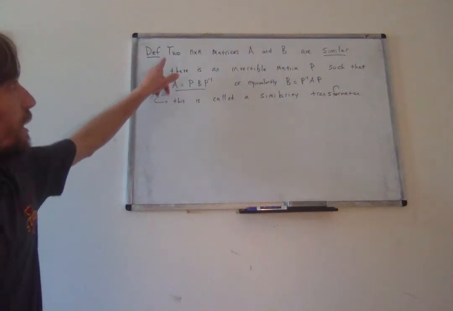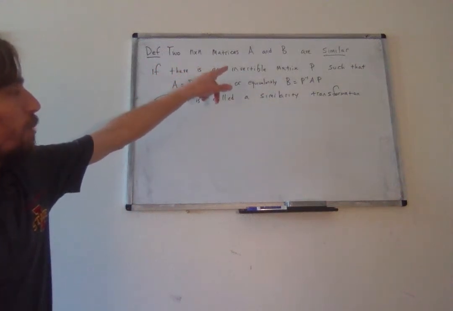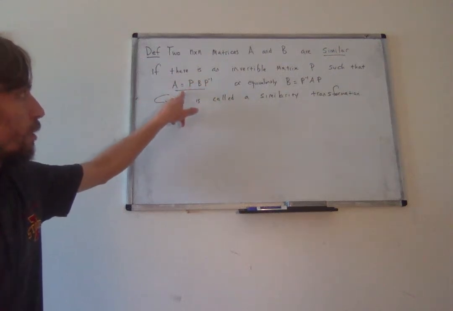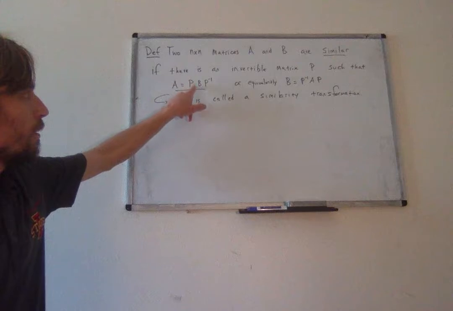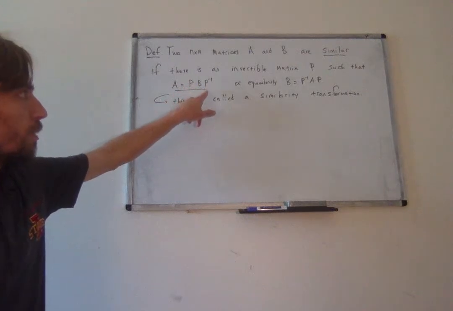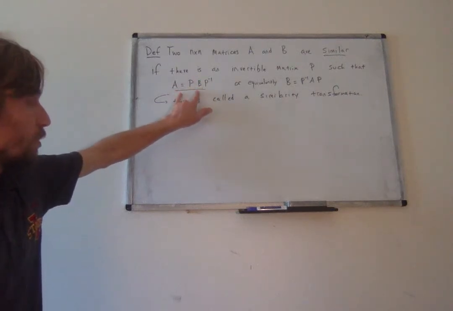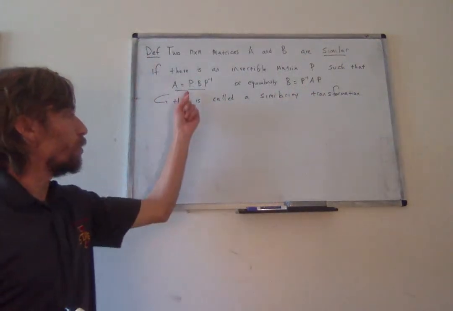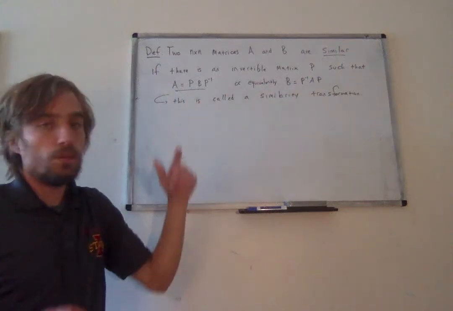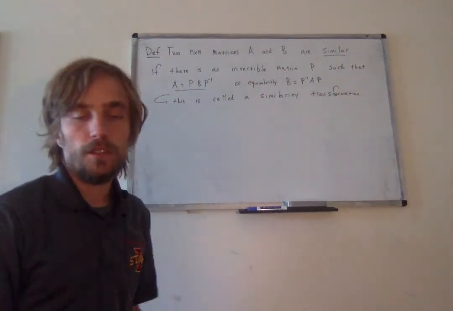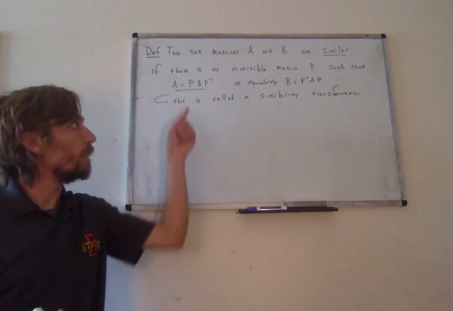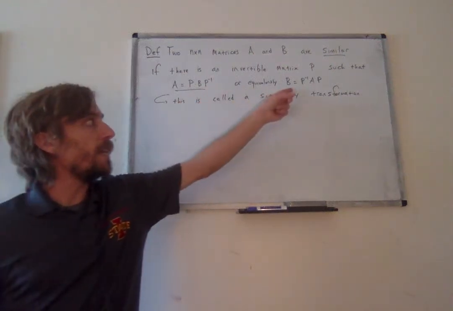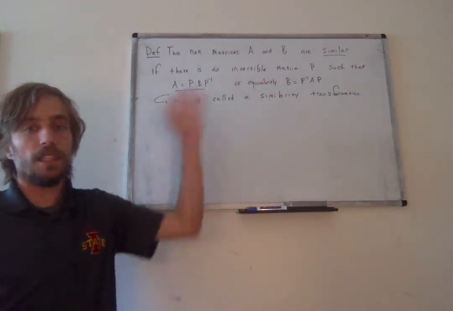Anyways, we say that two n by n matrices A and B are similar if there is an invertible matrix P such that A is equal to P times B times P inverse, or equivalently, B is equal to P inverse times A times P. And of course, you can get from one to the other by just multiplying both sides of the equation by P or P inverse. If I multiplied by P inverse on the left and P on the right, I'd get to here. And so each of these is equivalent.